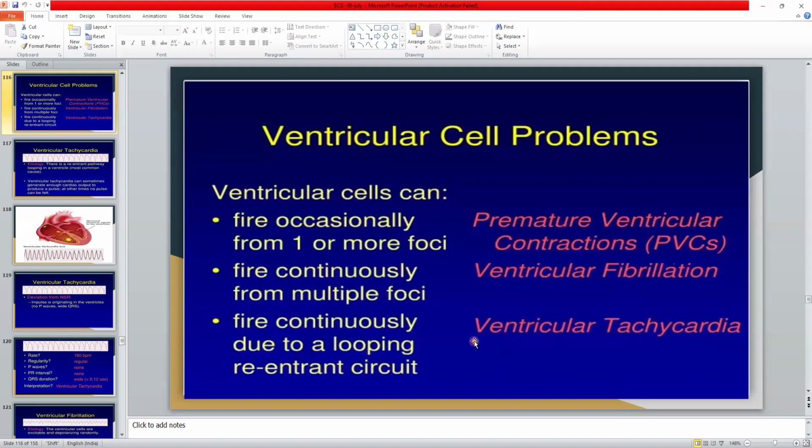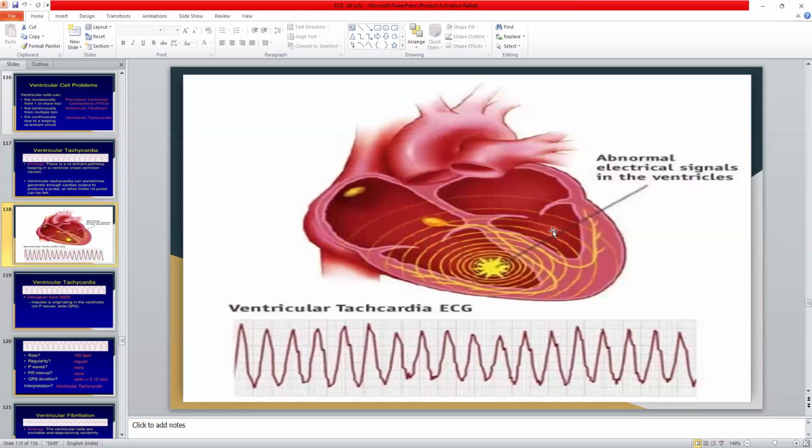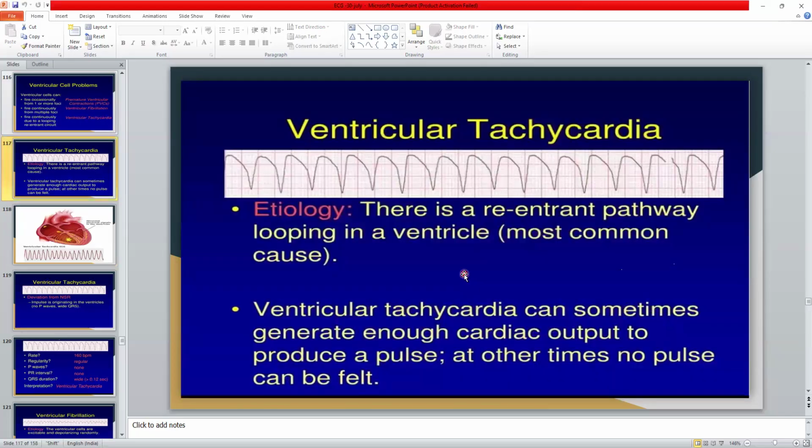I'll be showing the pictures in the next slides when I explain in detail about each type, that is premature ventricular contractions, ventricular fibrillation and ventricular tachycardia. So coming to ventricular tachycardia, there is a reentrant pathway looping in the ventricle. See, this is the right ventricle and left ventricle. There is a reentrant looping pathway in the ventricle producing continuous discharge of electrical or cardiac impulses.